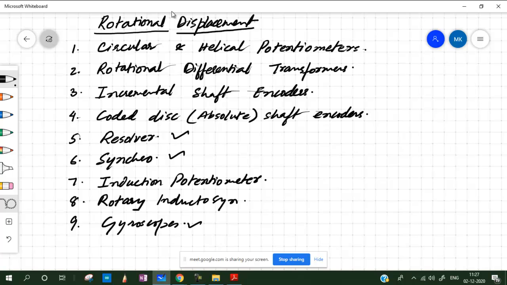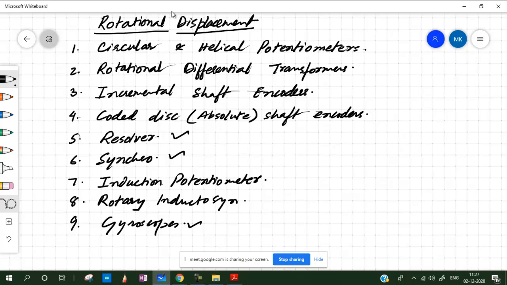But in the absolute ones, you do have the absolute motion, the position that can be measured with the absolute encoders, where we do have some gray code markings on the disk, which correspond to high or low, and accordingly you have some pattern. It could be a four-bit, or it could be 8-bit coded disk encoders also.